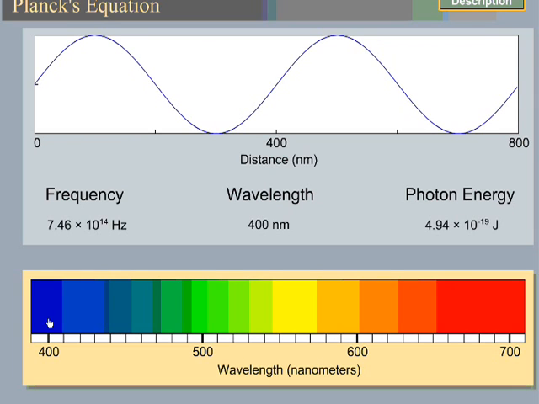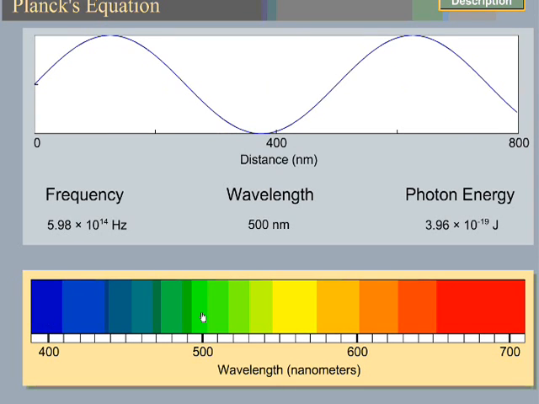So if we look at 400 nanometers, our frequency is at 7.46 times 10 to the 14th hertz. Energy is 4.94 times 10 to the minus 19th joules. If I go up into the green region here at 500 nanometers, longer wavelength, we end up with a smaller frequency. So we go down to 5.98 times 10 to the 14th hertz, and also a lower energy, 3.96 times 10 to the minus 19th joules.